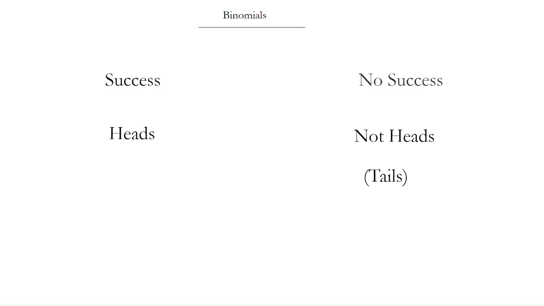Okay, guys, let's continue with binomials. What is a binomial? A binomial is a random variable that has two outcomes, like yes, no, heads, tails. But be aware that these two outcomes are either heads or not heads. Not heads is basically tails, but it's never going to be heads and tails. It's always heads and not heads, which is basically like success and not success.